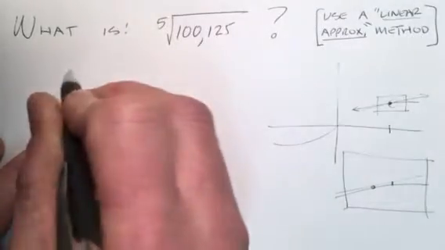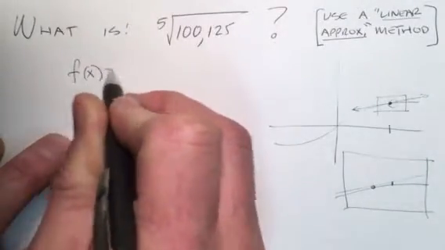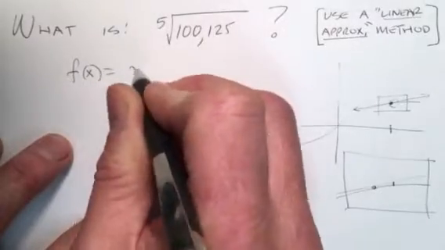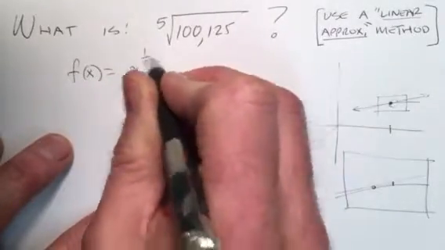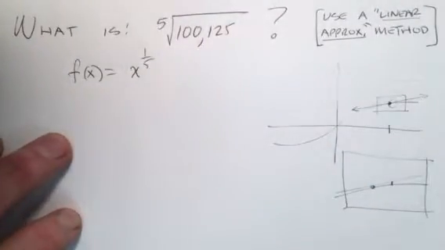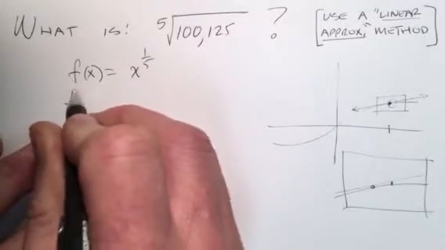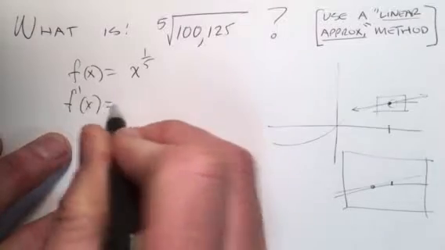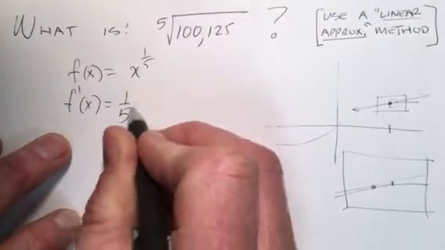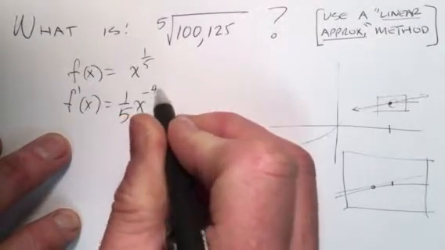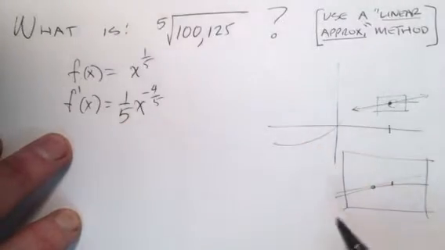So I just start by saying, all right, suppose f of x is x to the 1/5 power. That's my original curve. And then if I take the derivative of that, f prime of x, well, that's pretty easy. That's 1/5 x to the minus 4/5.